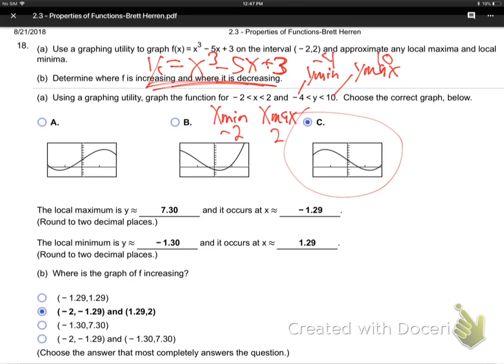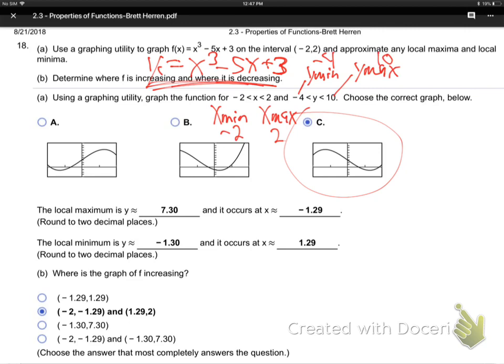And make your window set correctly. Hit the window button, and then the x min, x max, y min, y max. Minus 2, plus 2, minus 4, plus 10. How do we know to put those? They're telling you x is between negative 2 and positive 2, y is between negative 4 and 10. Got that into y1 for our function? Hit graph. It should look like that. There's the answer. And then I want to show you the max and min.